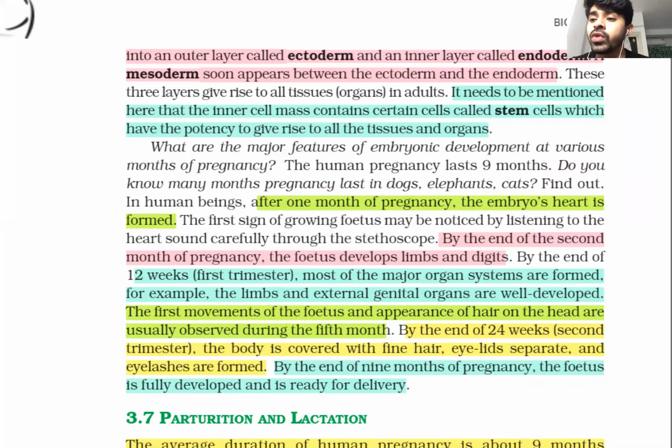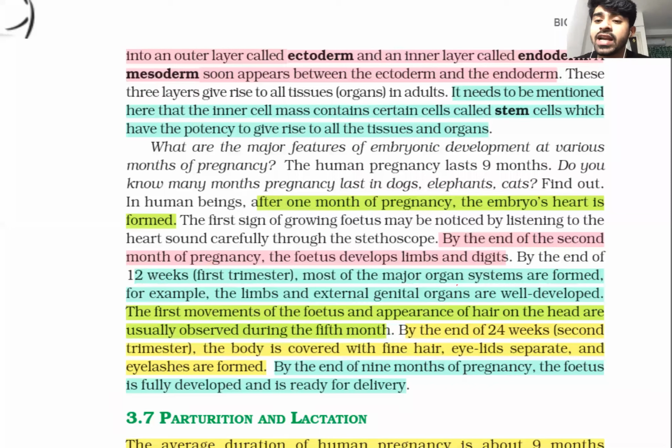Can you tell me what you will get in the 2nd month, the 8th week? We will get limbs and digits, which I have also drawn on the screen. By the end of the 1st trimester, the 12th week, all the major organs have already been formed. Even your genital organs, the testes and the ovary, have already developed by the 12th week. You should also mention that.